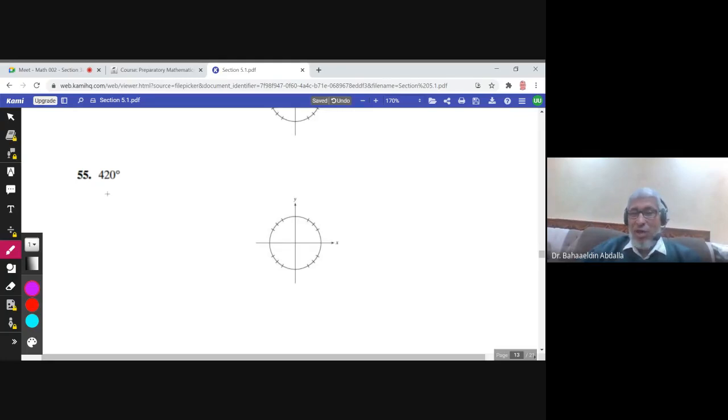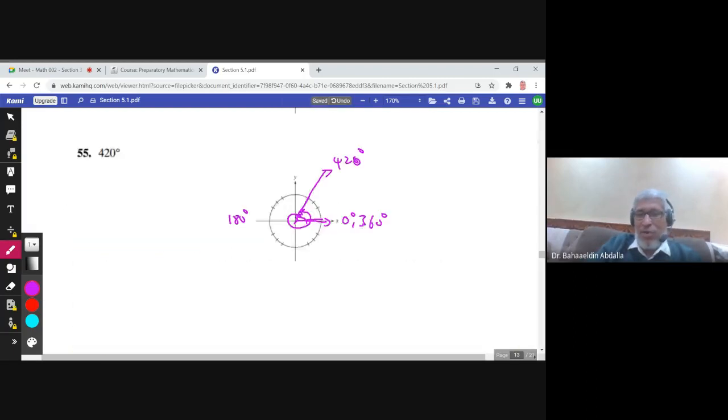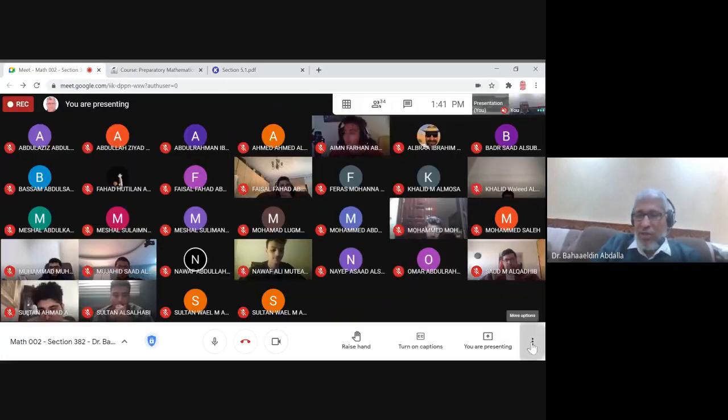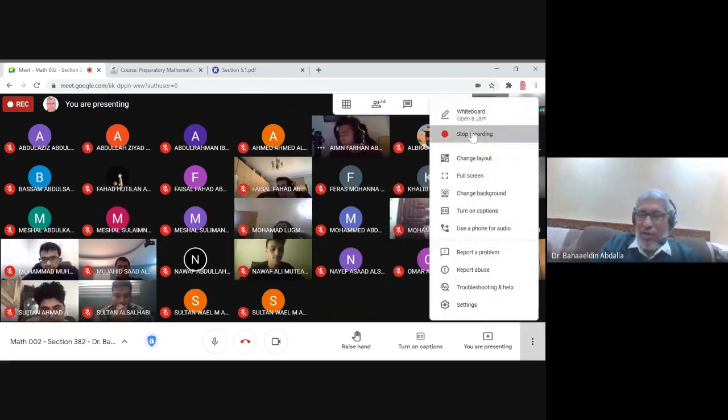420, this is more than 360. Go in positive direction. This is 0. This is 180. This is 360 degrees. Okay. So subtract, you find 60. So you reach this angle. So this is 420 degrees. You start from here, you graph 360 and continue to 420 degrees. I stop here and I open the floor for questions. Please ask any question you like and try to understand.